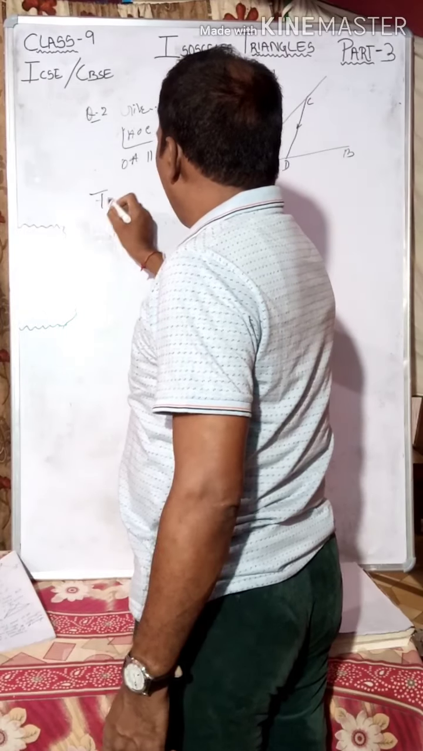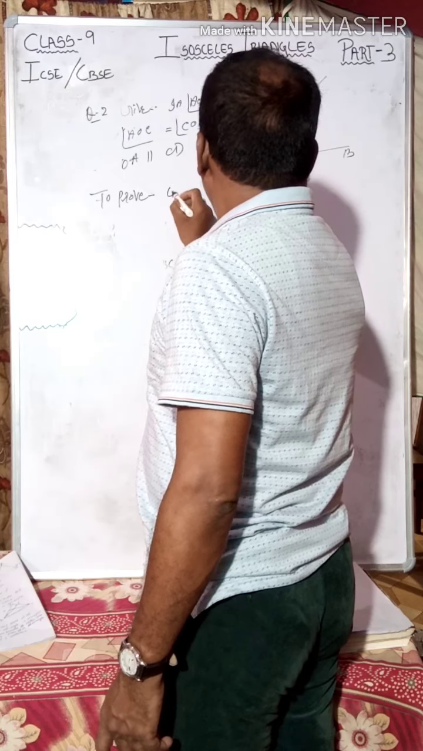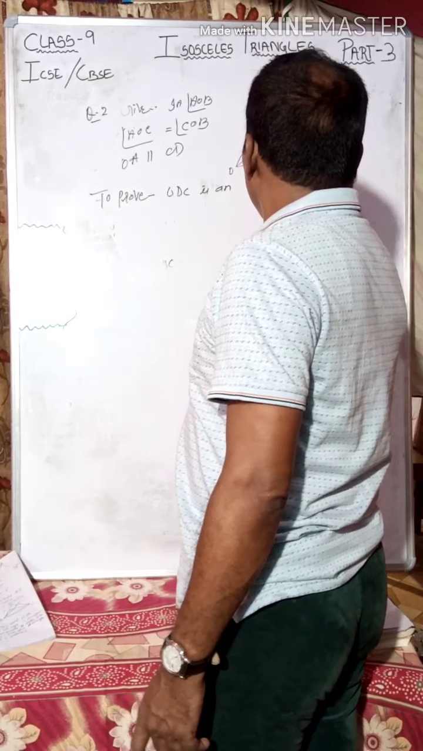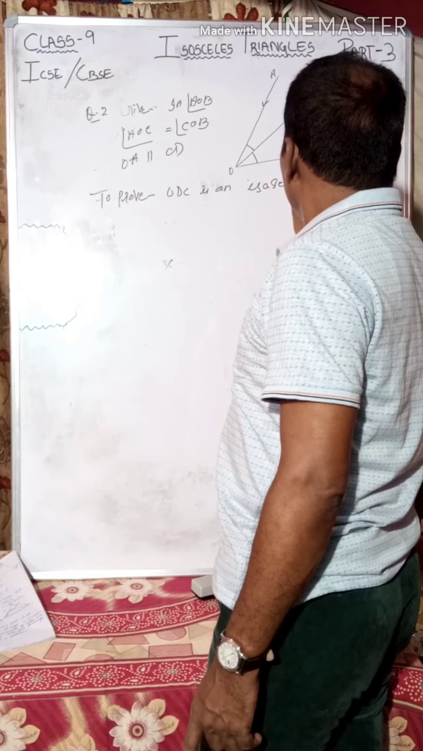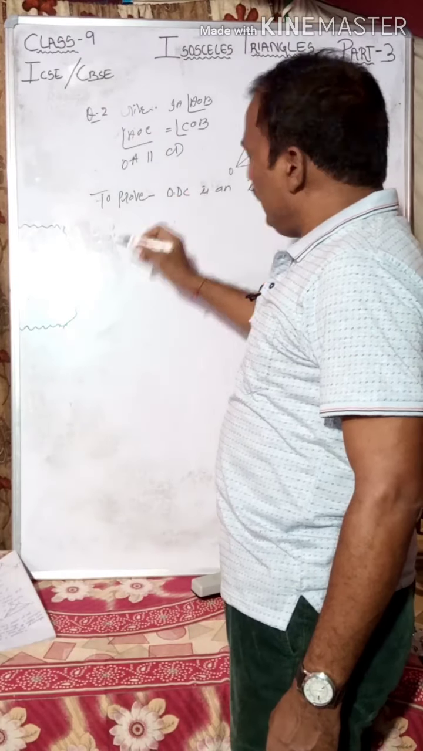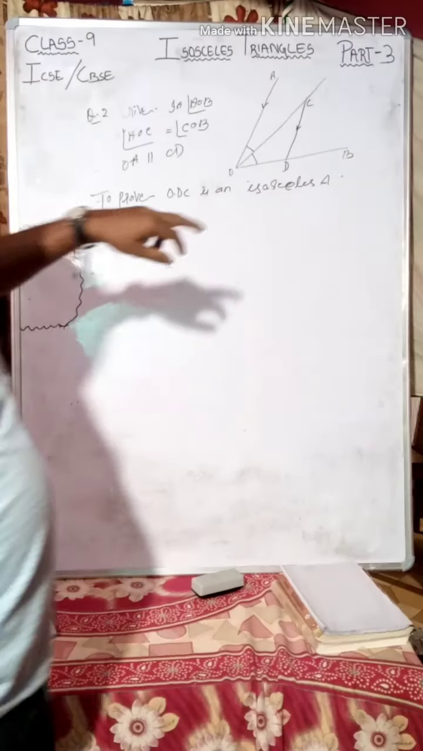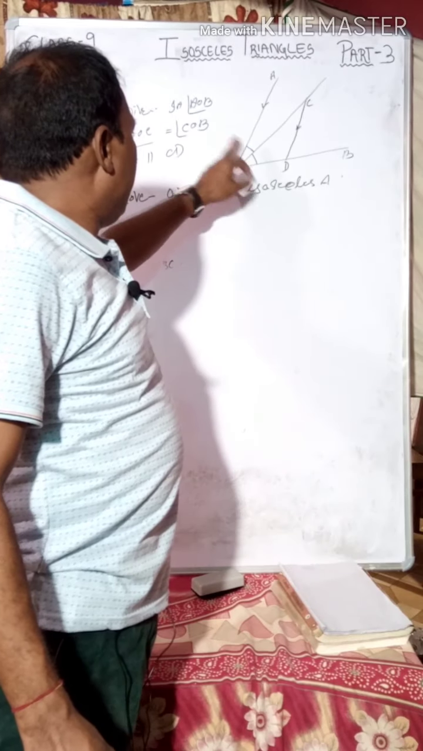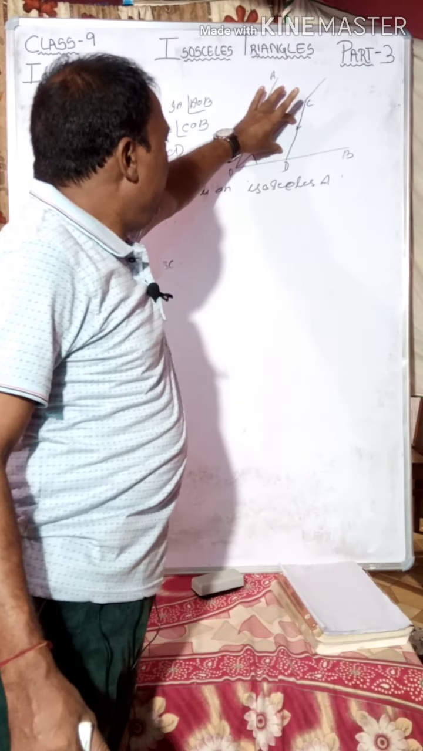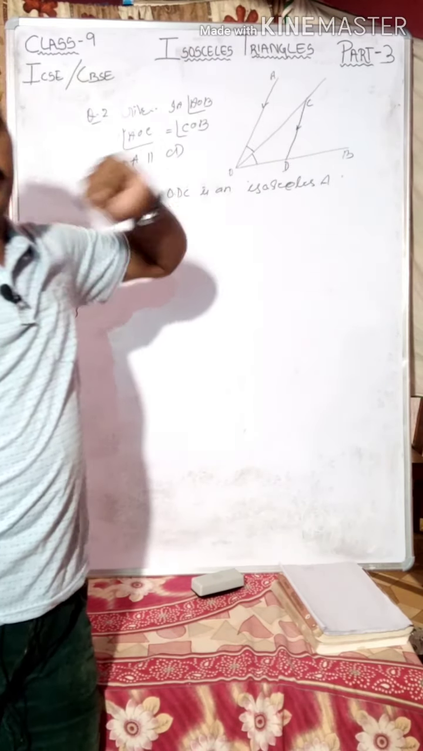To prove: ODC is an isosceles triangle. We will prove it. Now look, this angle is equal to this angle. OA is parallel to CD and OC is the transversal.